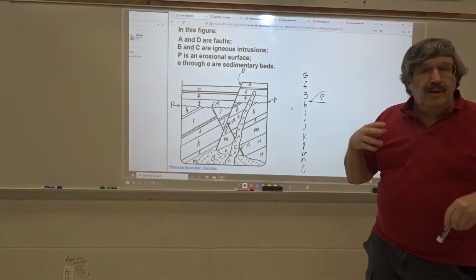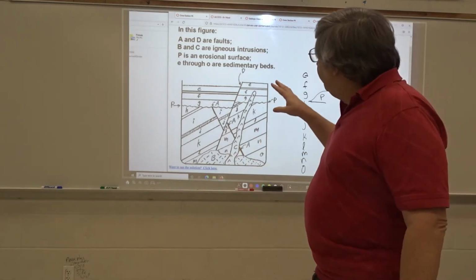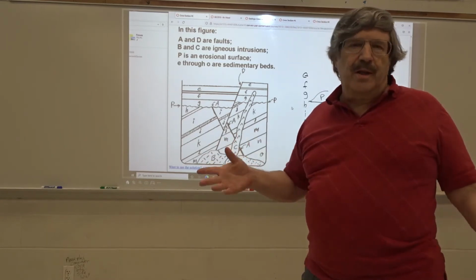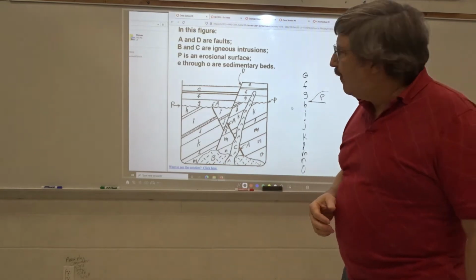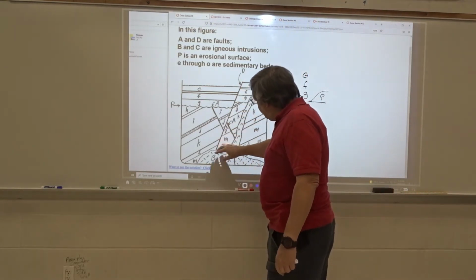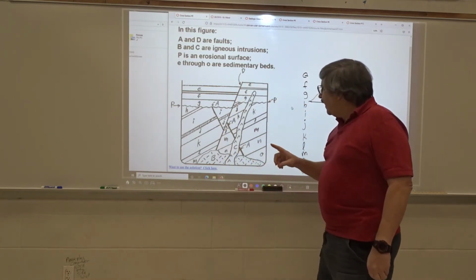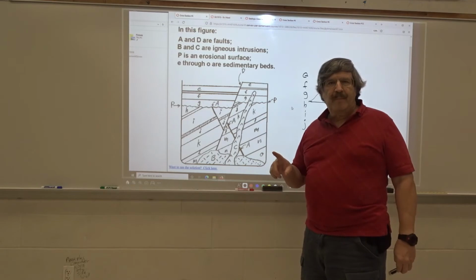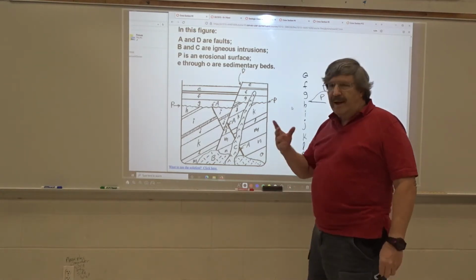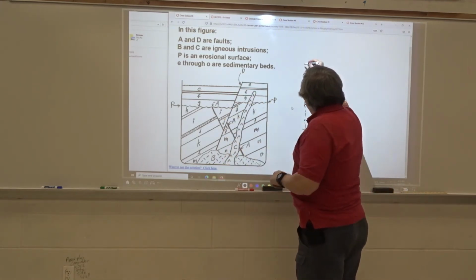Again, you can do these in any order, the faults and the igneous intrusions. Let's do the faults, just for the sake of argument, let's do the fault first. And notice that D cuts through all these layers all the way up to the surface. So D is the youngest layer, or excuse me, D is the youngest feature, it's not a layer, relative to E, so D has to go up here.